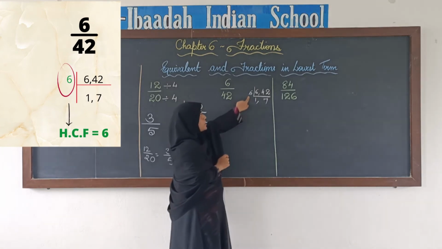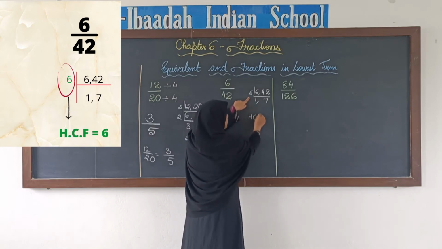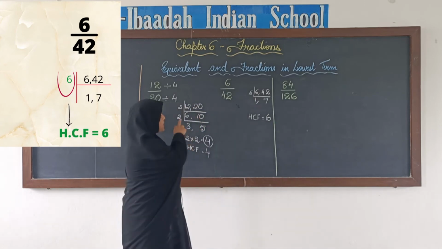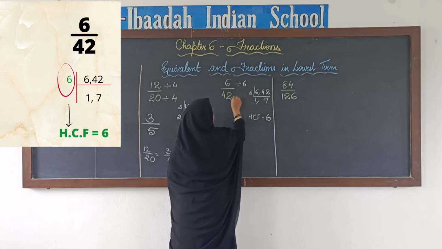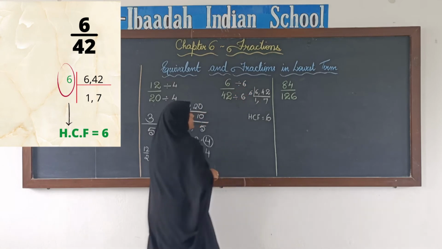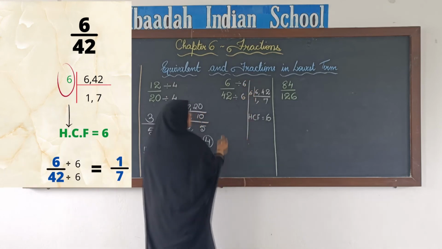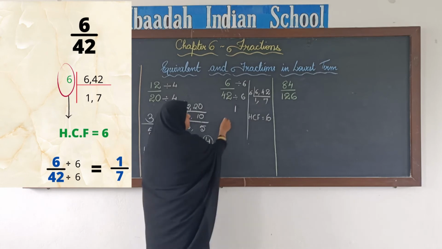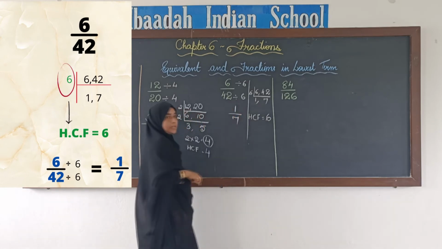The highest common factor over here will be 6. 6 is the highest common factor of 6 and 42. So we will divide the numerator by 6 and we will divide the denominator also by 6. Now when we divide the numerator by 6, 6 divided by 6 we get 1 as the answer. And when we divide 42 by 6, we get 7 as the answer.